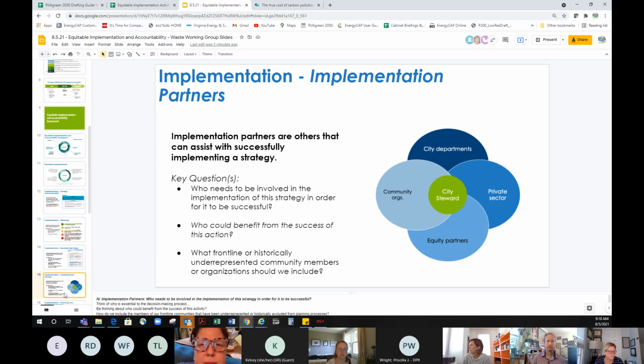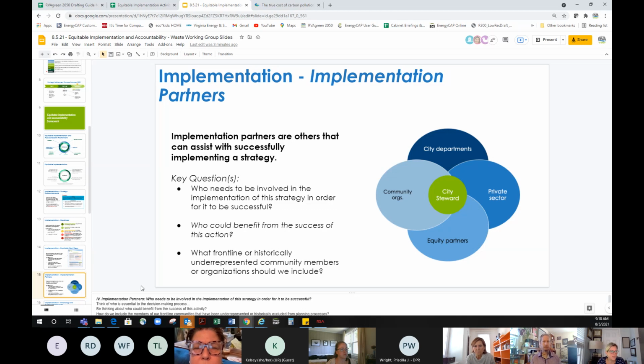And then the next part of the exercise is walking through the implementation partners. This is thinking about who is essential to the decision-making process, and who also could benefit from the success of this action. Invite them to the table. A lot of times, when you think a little harder about who else could benefit, you've got a little more of an investment, right? You have some more resources. And then, of course, very importantly, what frontline or historically underrepresented community members or organizations should be included in this.